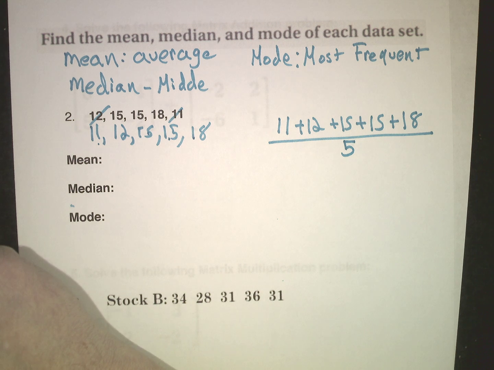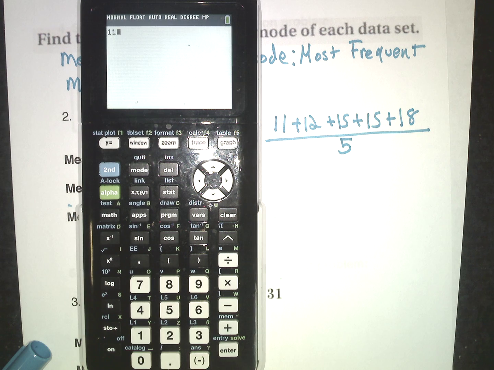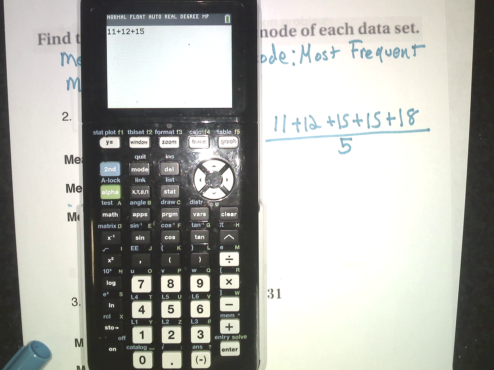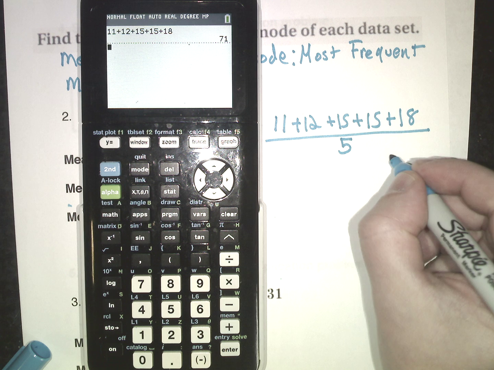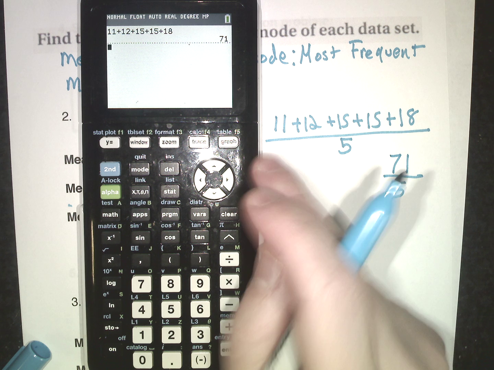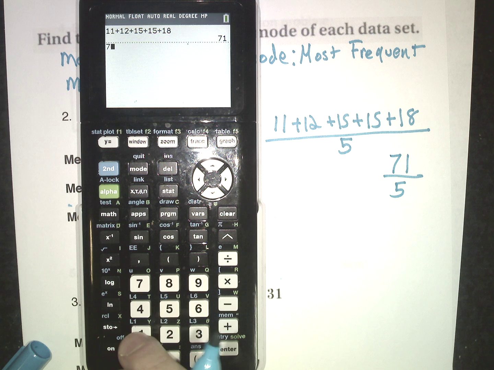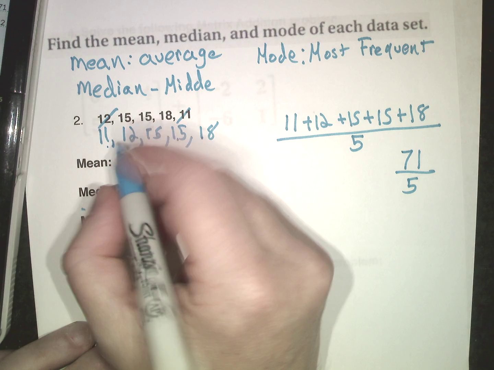So it's really two little problems put together. I take the top number and add it all together: 11 plus 12 plus 15 plus 15 plus 18, and I get 71. So it's really now 71 over 5. Take 71 and divide it by 5, and I get 14.2, which is the average.